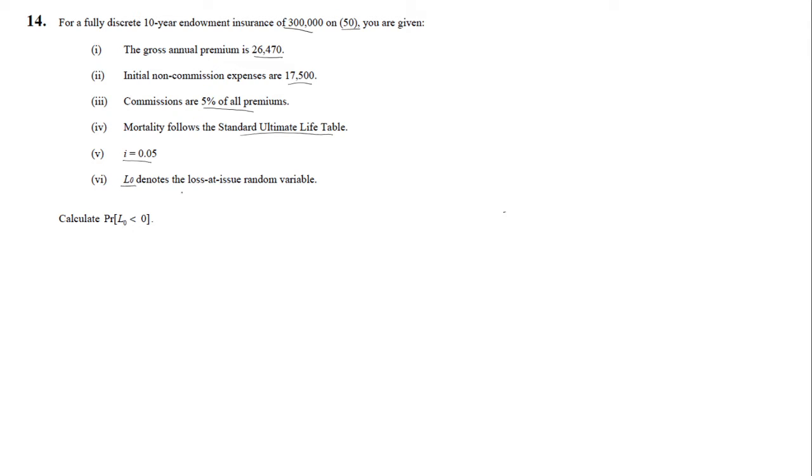So L0 represents the loss at issue random variable. We want to calculate the probability the loss is less than 0. Let's look at the formula first for the loss at issue. It is the present value of the future benefits plus the present value of future expenses minus the present value of future premium. This looks kind of like the equivalence principle, but with the equivalence principle we're looking at the expected present value, and we set this equal to 0.